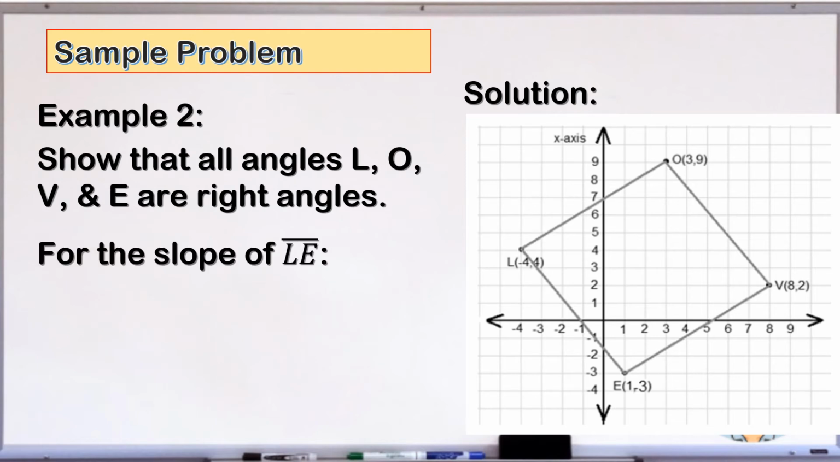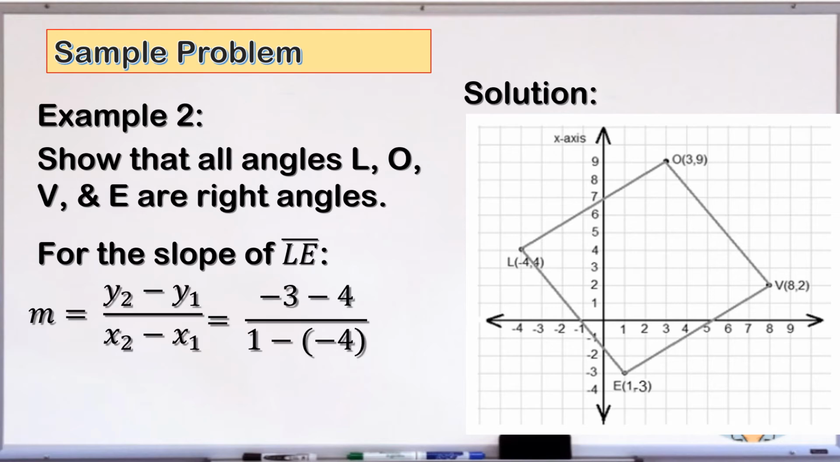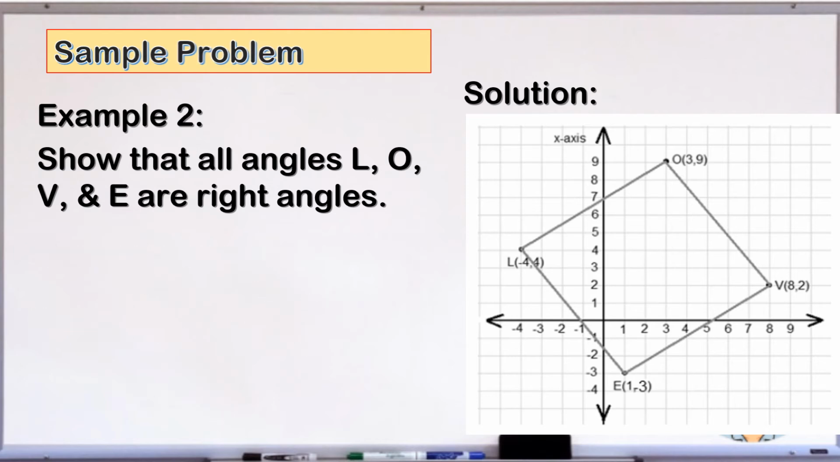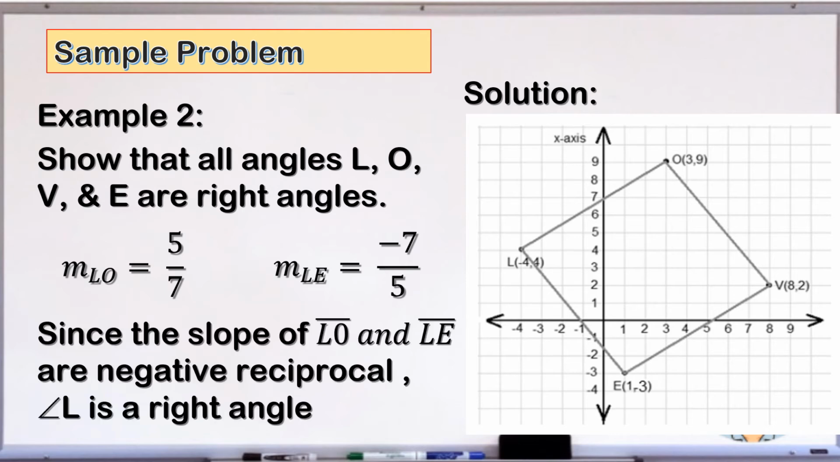Then for the slope of segment LE, we have negative 3 minus 4 all over 1 minus negative of 4, which is equal to negative 7 over 5. To compare the slope of segment LO and the slope of segment LE, we can see that the slope of segment LO and segment LE are negative reciprocal. In that case, angle L is a right angle.